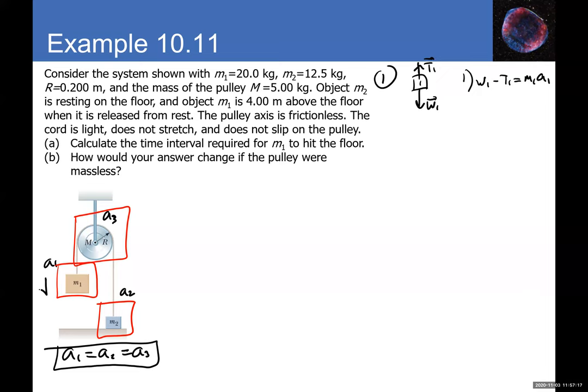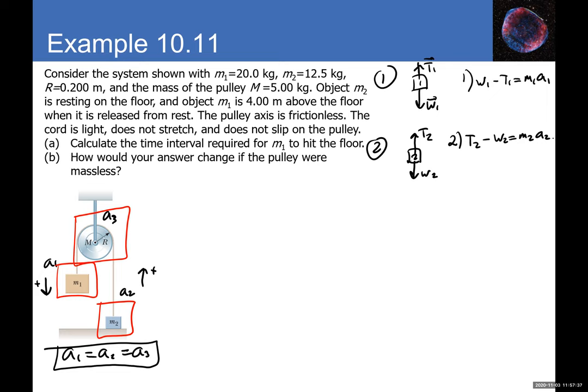For system two, here's block two, here's tension two, and here's weight two. Well, for this one, it's actually going to speed upward, so I take up as positive. So equation two will be T2 minus weight two equals M2 times acceleration two.